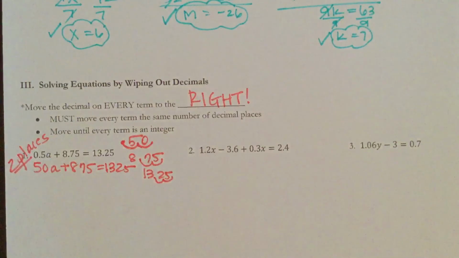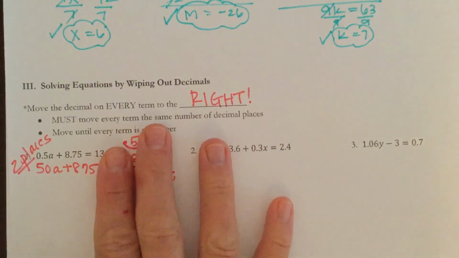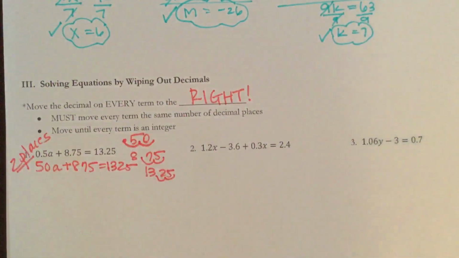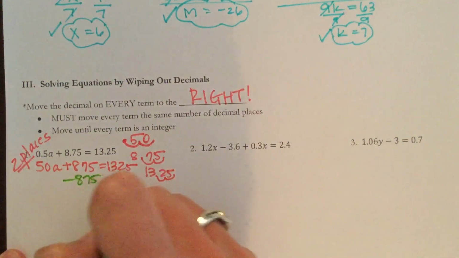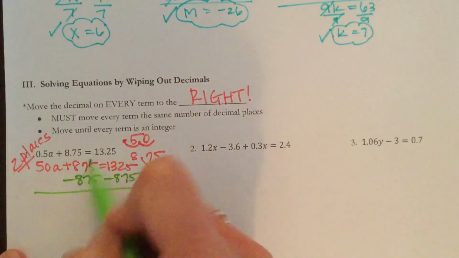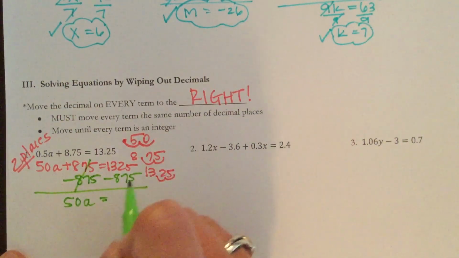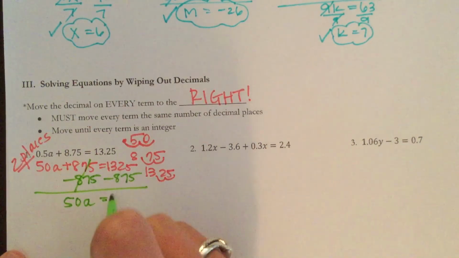Now that we've eliminated fractions or decimals, we want to combine any like terms. Looking on this side of the equal sign, there are no like terms to combine. Same thing over here. Our next step is to add or subtract. We are going to move the 875 over by subtraction. These cancel, so 50A is equal to 1325 minus 875, which is 450.